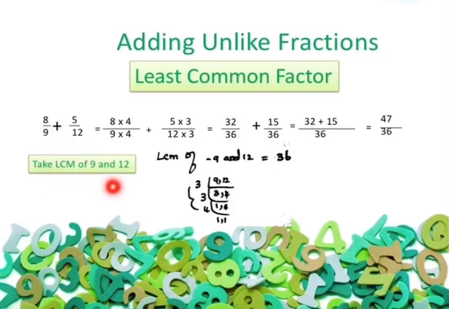We will take the LCM of 9 and 12, that is 36, and then with the help of 36 we will change the numerators. Like here you can see we are multiplying by 4, and here we are multiplying by 3, just to convert them into equivalent fractions. On converting into equivalent fractions, we got the same denominator, so we keep the denominator the same, and the numerators will be added, and the answer will be 47 by 36.